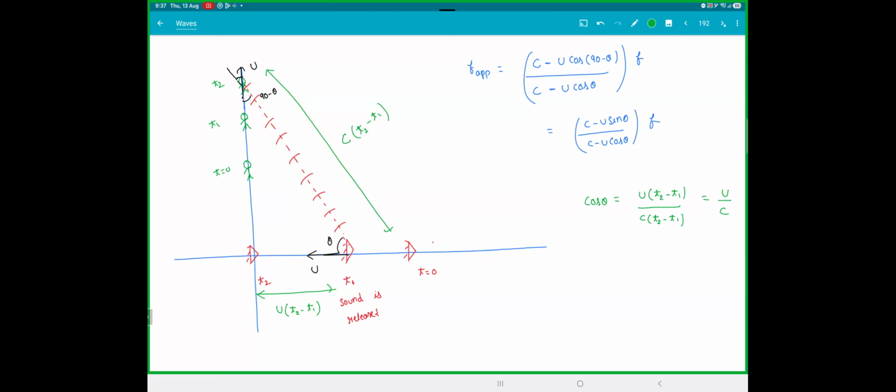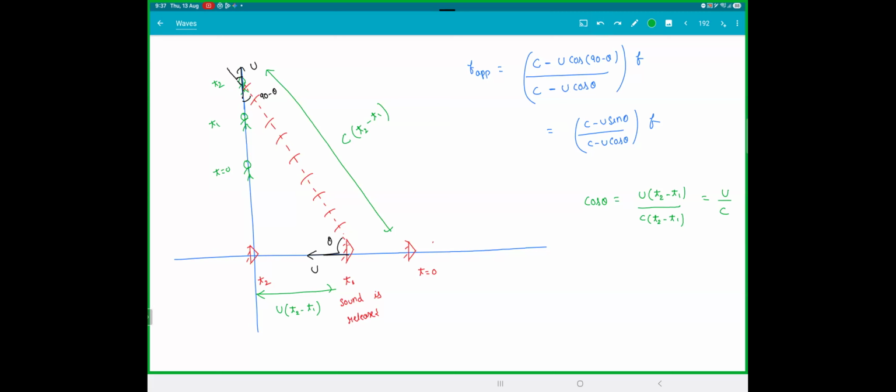Is that logic making sense? The source is traveling with speed u from t1 to t2. So what is the distance traveled? Speed of source into t2 minus t1. At the same time, the sound is traveling along this diagonal. What is the time interval? T2 minus T1. The time is still the same. The speeds are different. So from there, we get the ratio of the distances and we can finish it off.